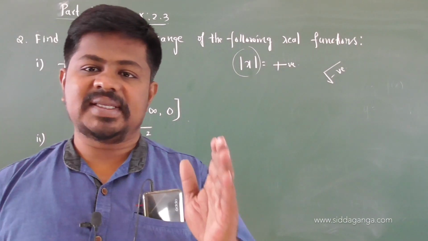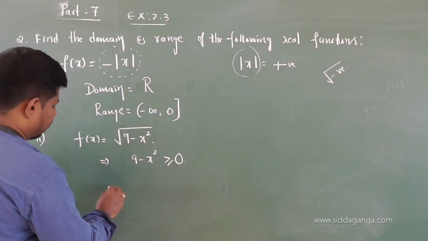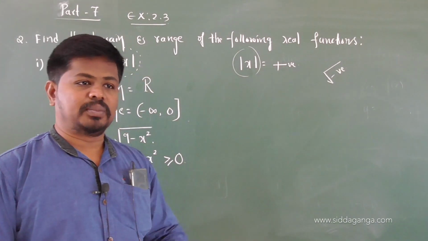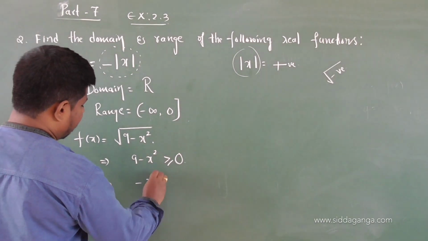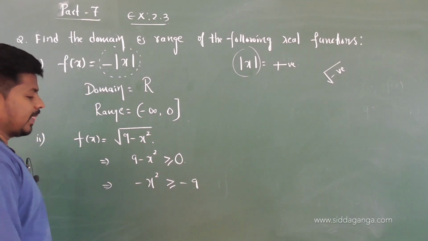9 minus x square is always positive or 0, either 0 or positive. Let me solve this by using the concept of inequality. Let me add minus 9 on both sides. What happens? Minus 9 plus 9 get cancelled. You get minus x square is greater than or equal to minus 9. 0 minus 9 is minus 9.